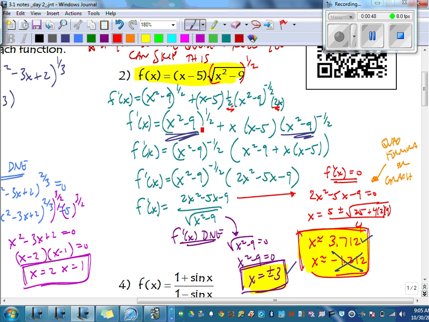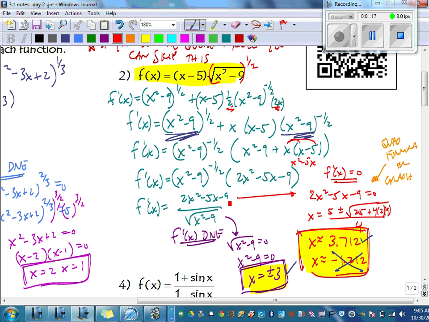If we factor that out of the first part, all we have is x squared minus 9. For the second part, we're left with an x times x minus 5. We can distribute that x, and we get x squared minus 5x. We can combine like terms in there, and we end up with 2x squared minus 5x minus 9 on the inside. And we can think of that derivative like this: 2x squared minus 5x minus 9 all over the square root of x squared minus 9.